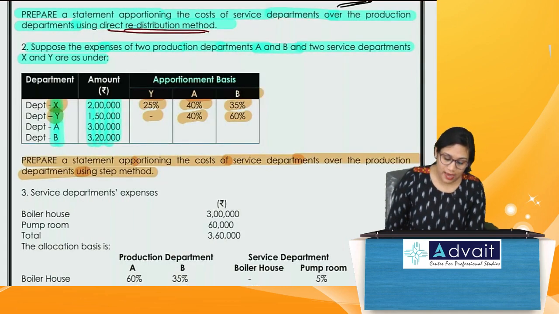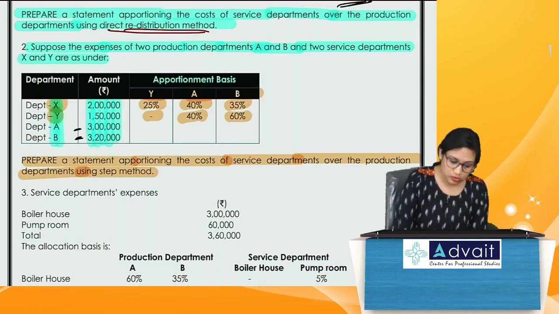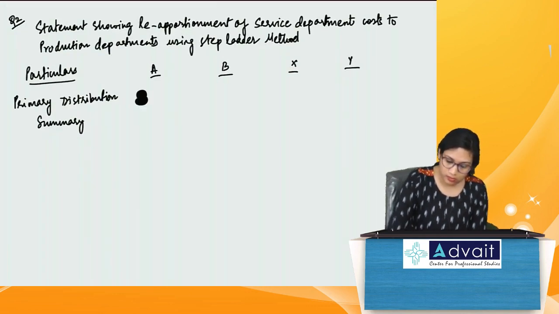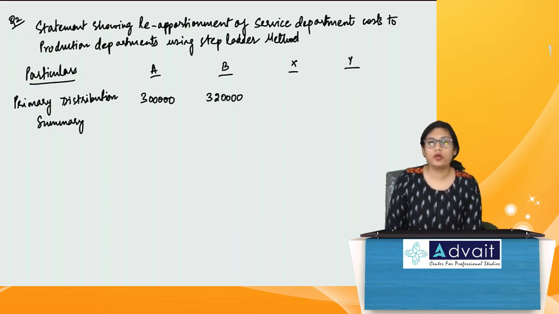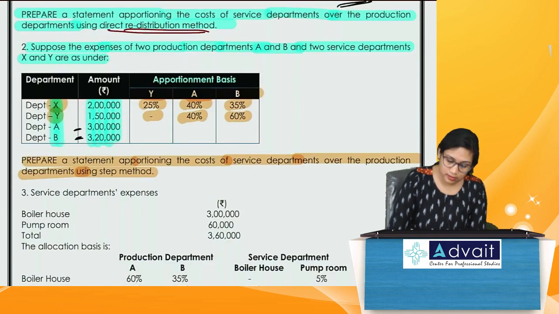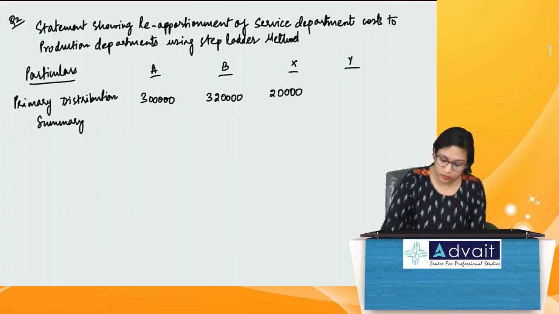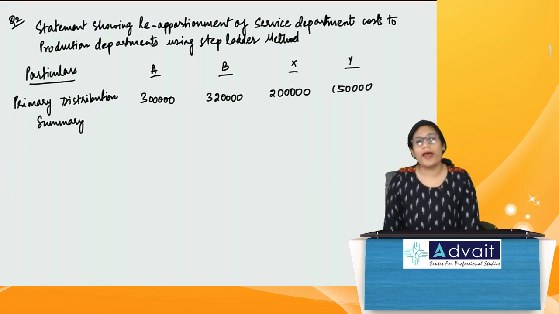So A and B, they are my production departments. How much is the balance there? 3 lakh and 3,20,000. So let's write 3 lakh and 3,20,000. Guys, for X and Y, how much is it? 2 lakh and 1,50,000. Now guys, X is serving Y, but Y is not serving X back in return.